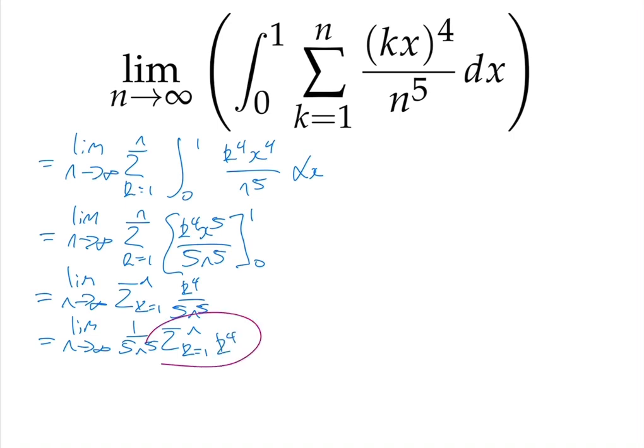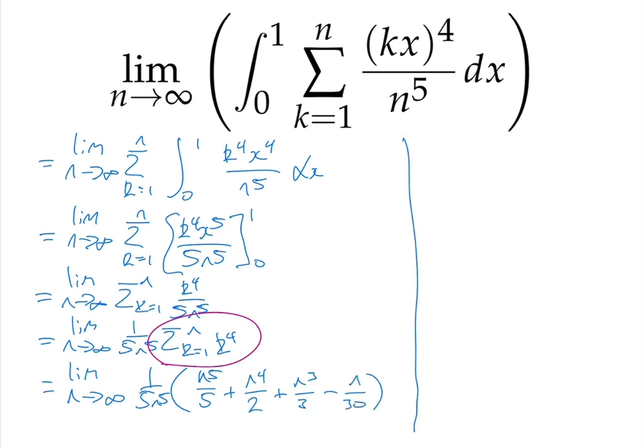So this, in the same way we know the sum of the squares, the sum of the cubes, we also know the sum of the powers of 4. So we can just substitute that part in. So now we've got the limit as n goes to infinity of 1 over 5n to the 5 multiplied by, like I say, the known value for the sum of the powers of 4, which is going to be n to the 5 over 5 plus n to the 4 over 2 plus n cubed over 3 minus n over 30.